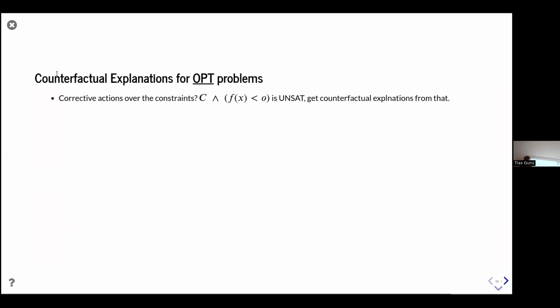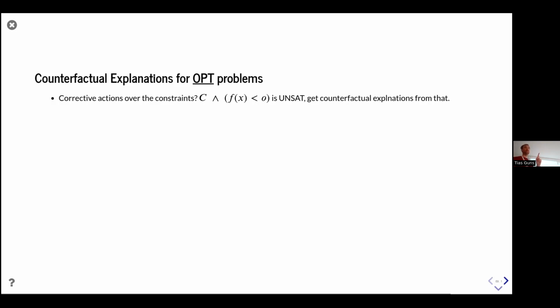So the first one is a bit related again to what we saw. If you want to do better than your current optimal solution, and you have a set of corrective actions that you can define, like in the graph coloring example, where we do allow constraints to be deleted, then you know that this is unsat, and you can get a counterfactual explanation. Okay, so that's what I did with the graph coloring example. So in the case of constraints, easy.